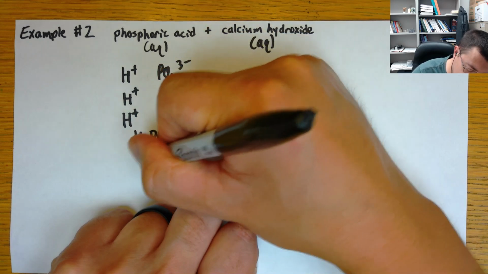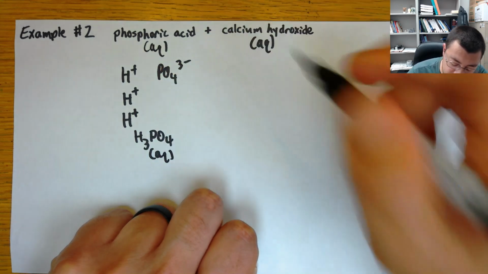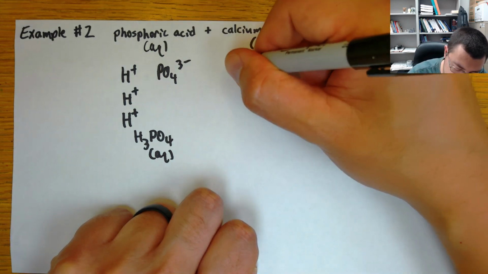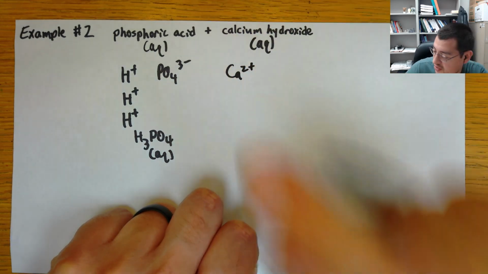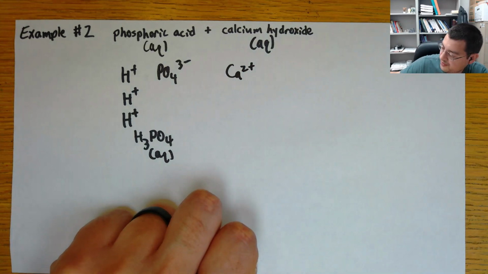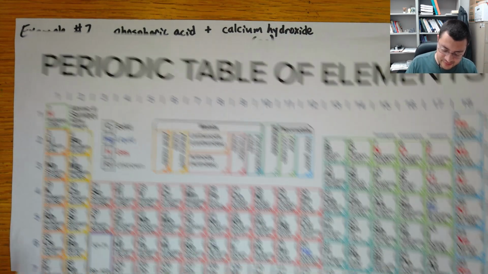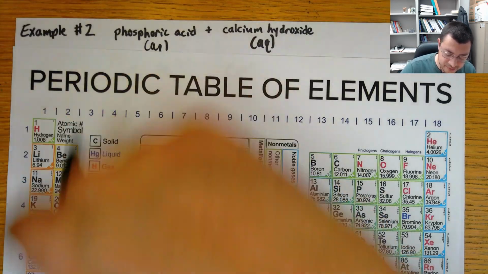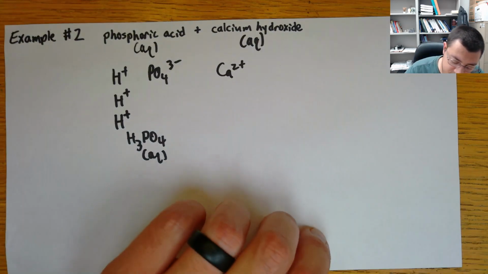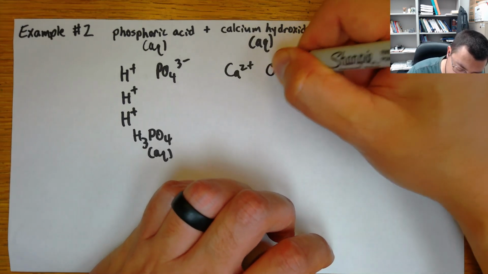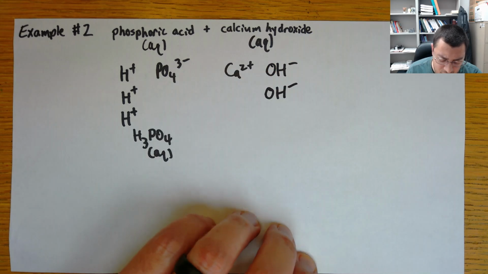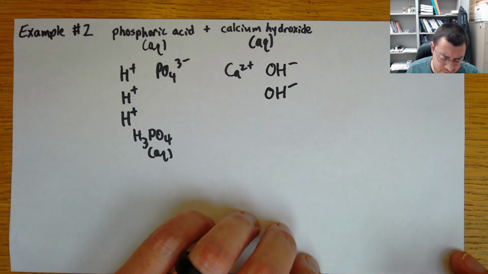And so we go H3PO4 aqueous. And then for the calcium hydroxide, we have Ca2 plus for calcium. Calcium's right there. It's your 2 plus column, right? And then hydroxide is one of those polyatomic ions, OH minus.